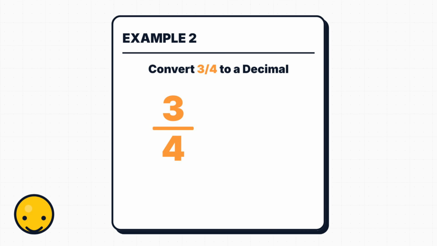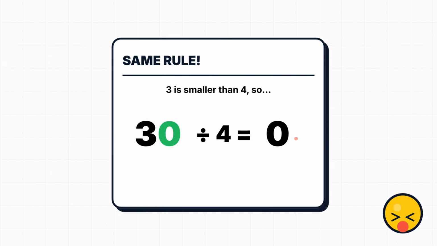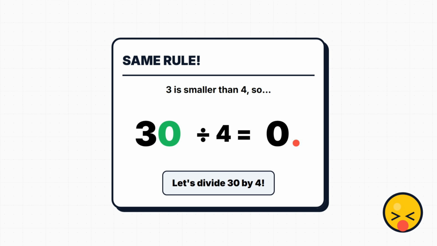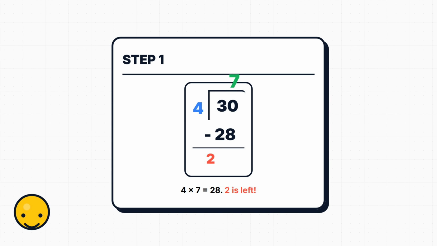Now let us solve 3 over 4. This means 3 divided by 4. 3 is smaller than 4, so again we add a 0 and place a decimal point. Now divide 30 by 4. 4 times 7 equals 28, so we write 7. 2 is left.